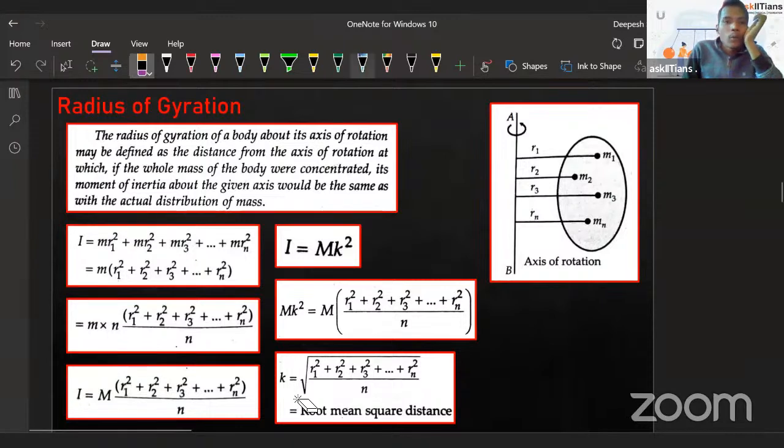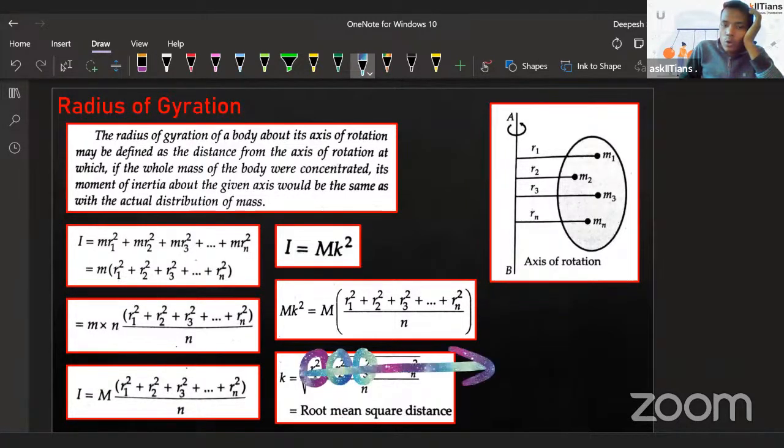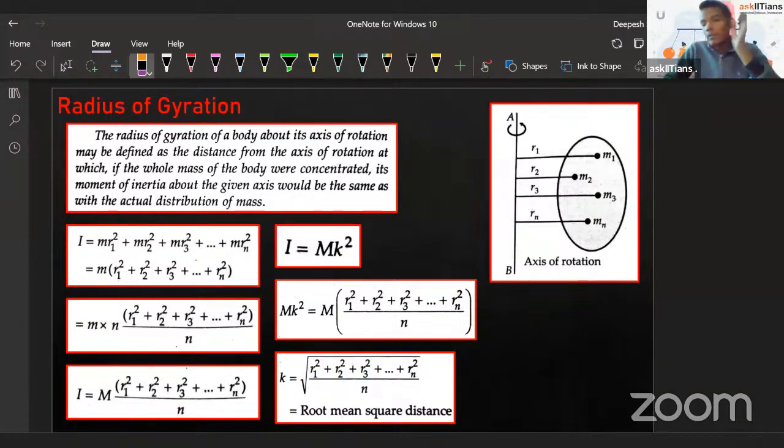But if you put the moment of inertia equal to mk square, you will find that k is equal to the RMS value. What is RMS? RMS means root mean square. You are doing the root, then the mean, like if there are 10 distances, you are dividing by 10, of course, like an average. And the last thing is square: R1 square, R2 square, R3 square, and so on. Very simple, very easy. This was radius of gyration.